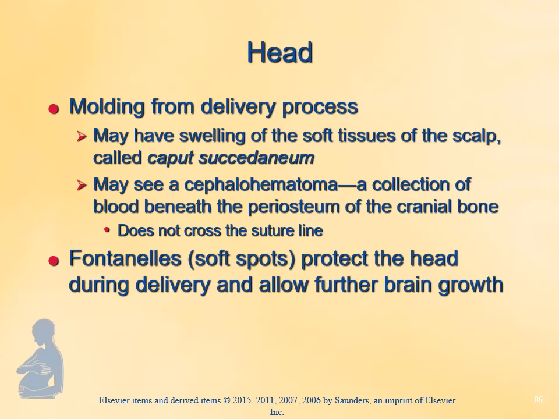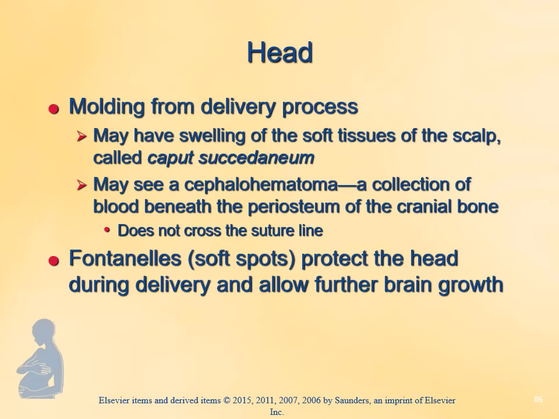They could have some swelling of the soft tissues of the scalp. We call that caput. And then we might also see what's called a cephalohematoma, which is a collection of blood beneath the periosteum of the cranial bone. The way we can differentiate between caput and a cephalohematoma is whether or not that swelling crosses over the suture line. The cephalohematoma will not cross the suture line. It is just in one particular area. The caput can cross the suture line, and so that's one of the differentiations that we can see when we are doing an assessment on these babies.